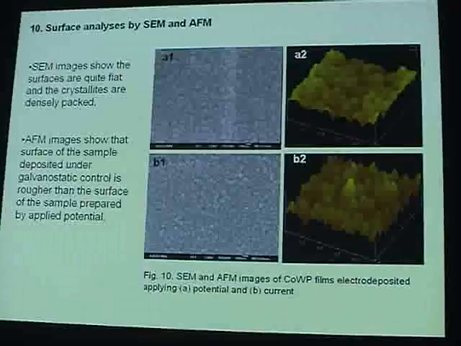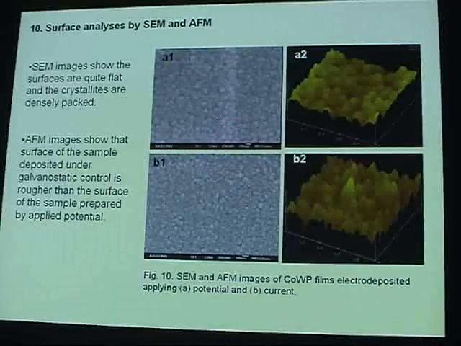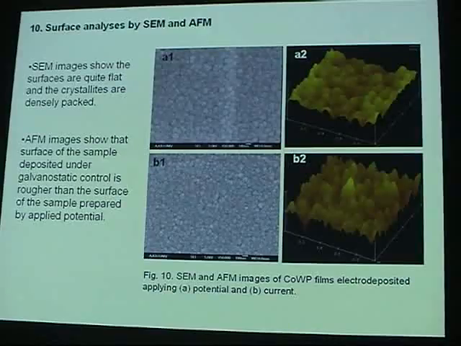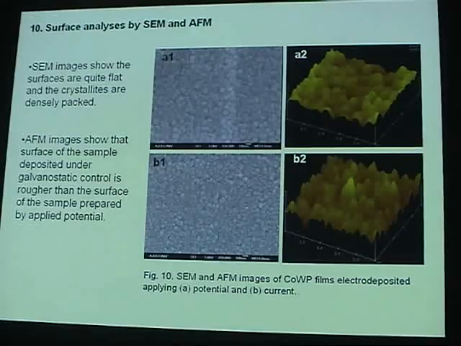So this is the SEM and AFM data of two different samples. One is deposited by applied potential, and another is deposited by applied current. A1 and A2 are the surfaces deposited by applied potential and by applied current, and it shows that this surface is rougher than this one.